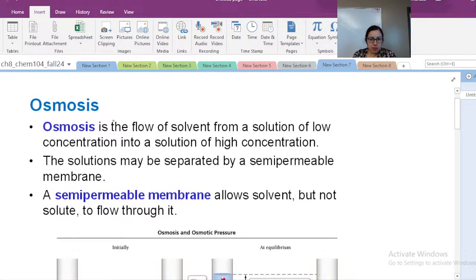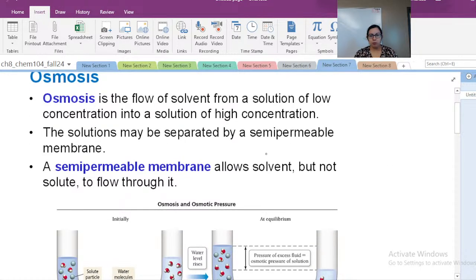And so osmosis is just defined as a flow of solvent from a solution of low concentration into a solution of high concentration. This is usually water that's flowing. Usually the idea is that it's trying to get the same concentration on each side, so that's thermodynamically favorable. Of course, in order for this flow to happen, there has to be some sort of semi-permeable membrane that may allow solvent to flow through, such as water.